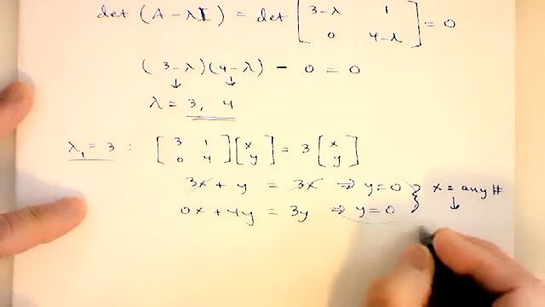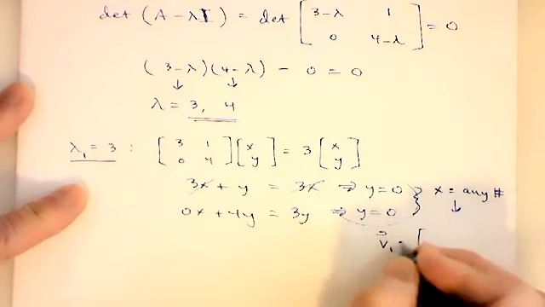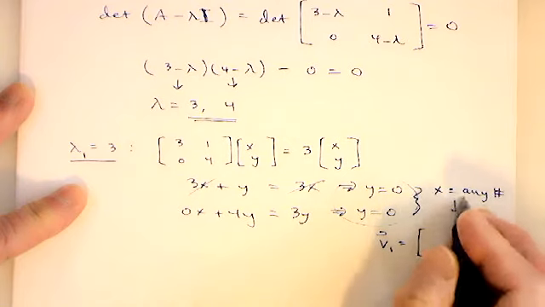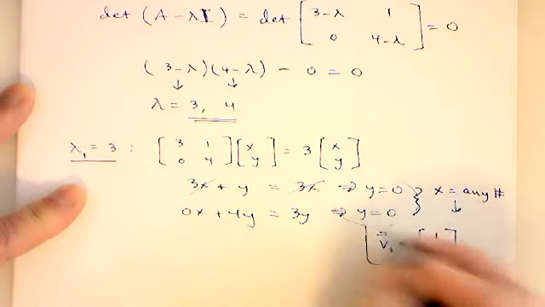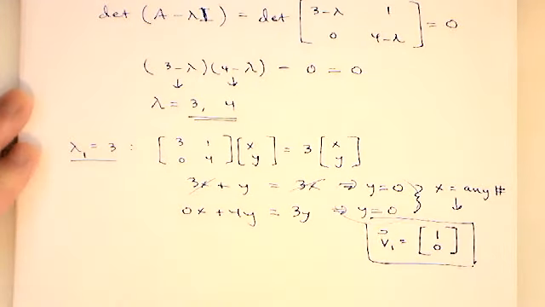So if that's the case, then what would I choose for my eigenvector? I know my y has to be 0. If x can be any number, again, you don't want to use 0. That would be 0, 0. The simplest number would be to choose 1. My eigenvector is 1, 0.